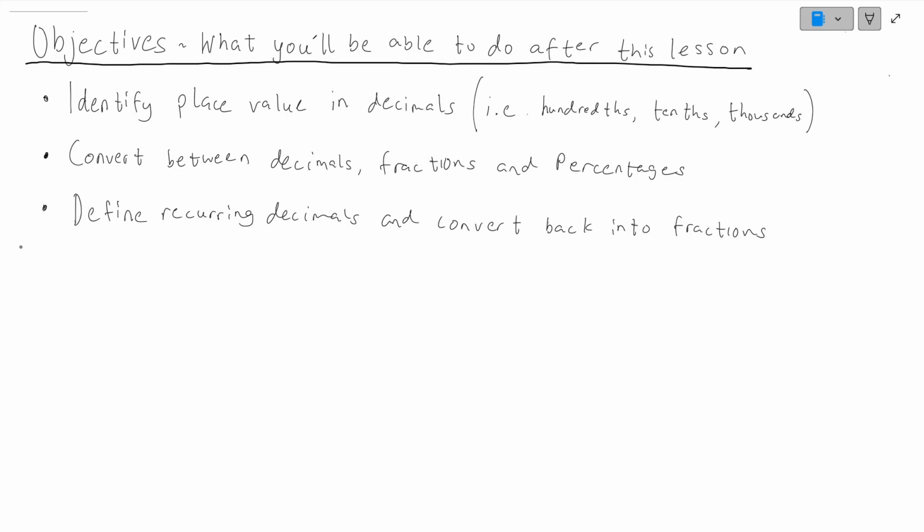Here's what you'll do in this lesson and what you'll be able to do after this lesson. You'll be able to identify place value in decimals. A few examples of that are these right here: hundredths, tenths, and thousands. You will be able to convert between decimals, fractions, and percentages. And you'll be able to define recurring decimals and convert them back into fractions.